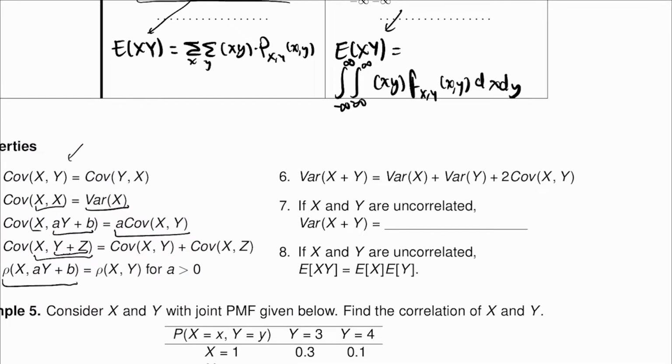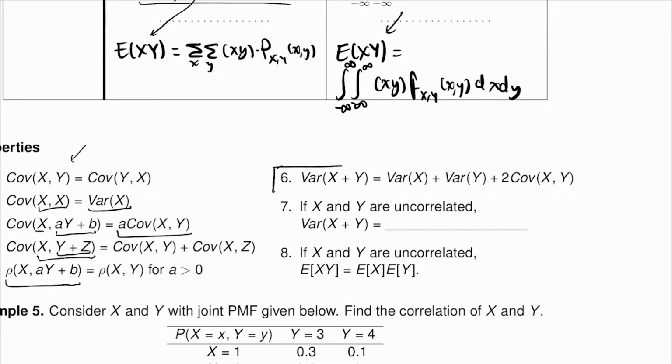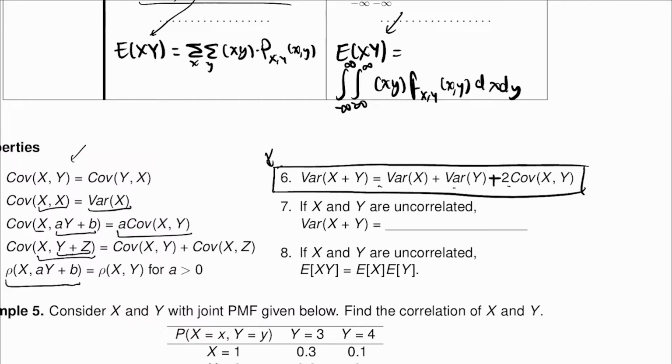And the number 6 is one of the most important. The variance of the sum of two random variables in general is the sum of the two variances, plus 2 times the covariance of X and Y. This is the most important property here, one of the most important.